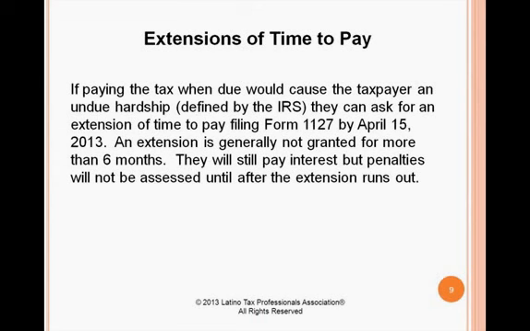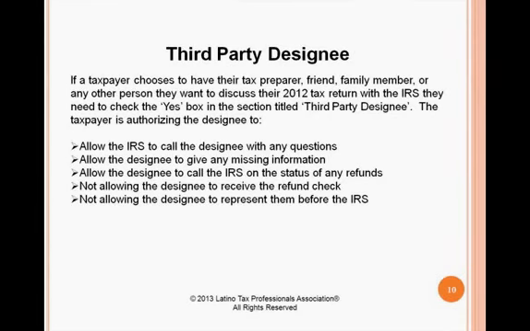There are instances where a person may be out of the country for an extended period of time, causing a delay in being able to file and pay. The next line on the 1040 is the third-party designee. If a taxpayer chooses to have their tax preparer, friend, family member, or any other person they want discuss their 2012 tax return with the IRS, they need to check the Yes box in the section titled Third-Party Designee.